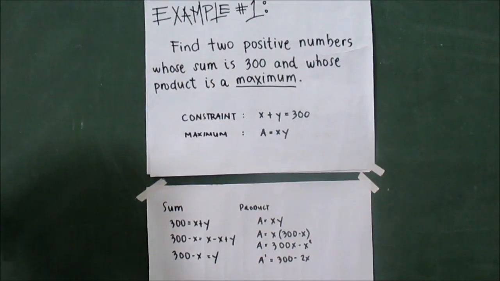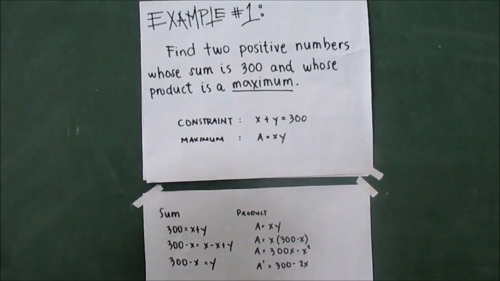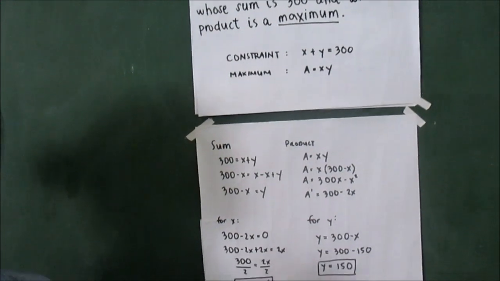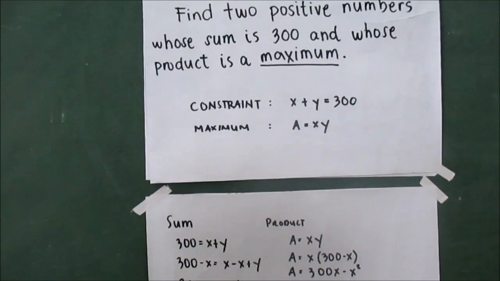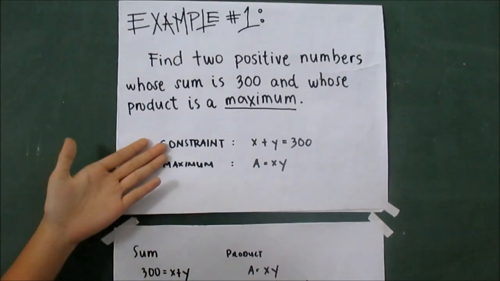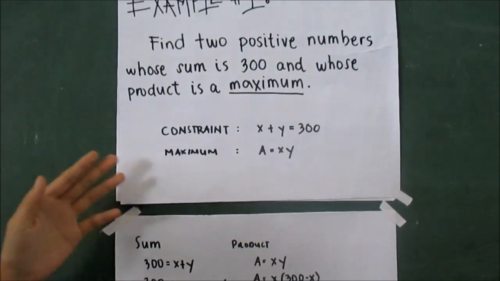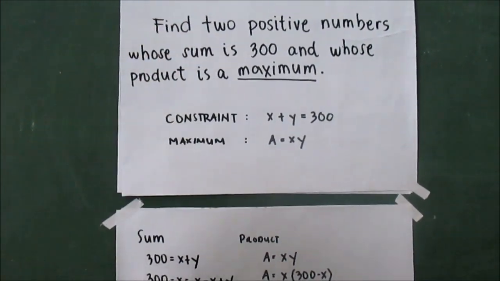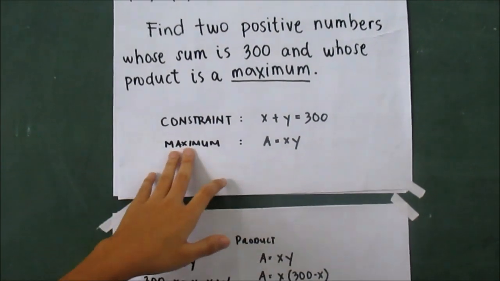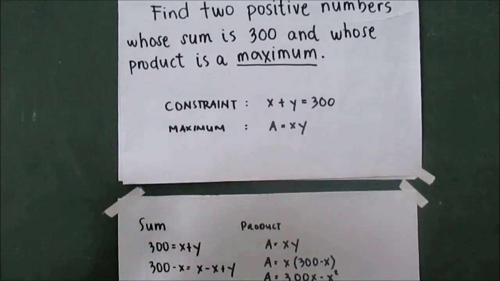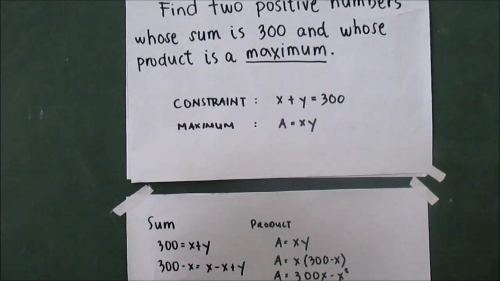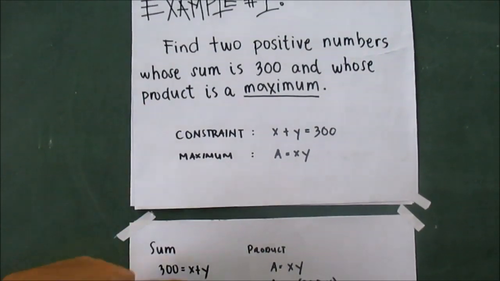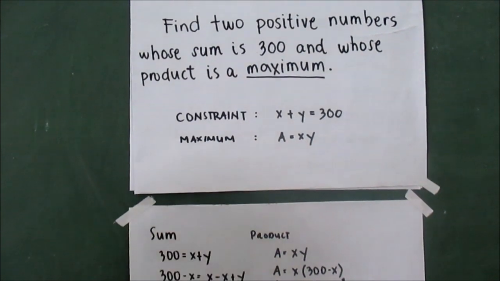First things first, in optimization there are two equations, the constraint and the optimization. The optimization in this problem is that we are finding its maximum. So we have here maximum. The maximum is A is equals to x times y. It is because we are finding its product.